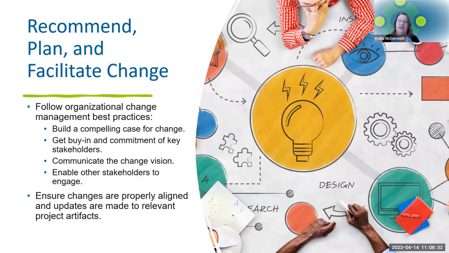PMI defines the organizational change management best practices within project management as building a compelling case for the change, so creating that vision, getting buy-in and commitment of key stakeholders, so creating the change coalition, or the people on your team that are going to be change leaders or champions, communicating the change vision, and enabling other stakeholders to engage, which is really important. We know in project management that we're not just dealing with the team and our client, we're dealing with the team, our client, end users, sponsors, funding organizations. A lot of people are involved in our project, whether directly or indirectly. And we have to make sure that they are all engaging with the change in a way that will reduce resistance and help champion that change to a successful end.